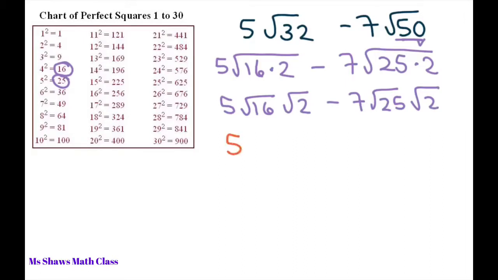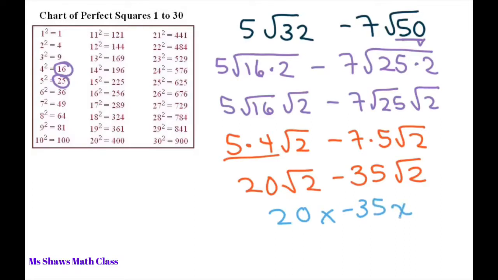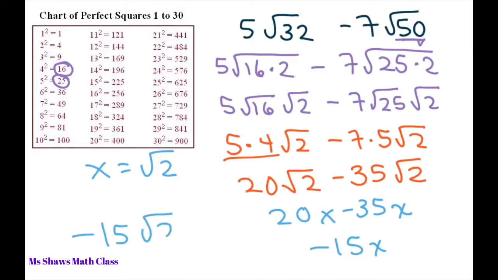Now, square root of 16 is 4. And the square root of 25 is 5. Now multiply those so you get 20 square root of 2 minus 35 square root of 2. And again, this is like saying 20x minus 35x, which would be negative 15x. Our x happens to be square root of 2, so our final answer is really going to be negative 15 square root of 2. That's coming from here.